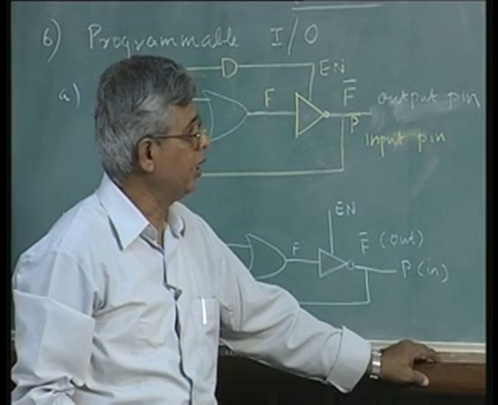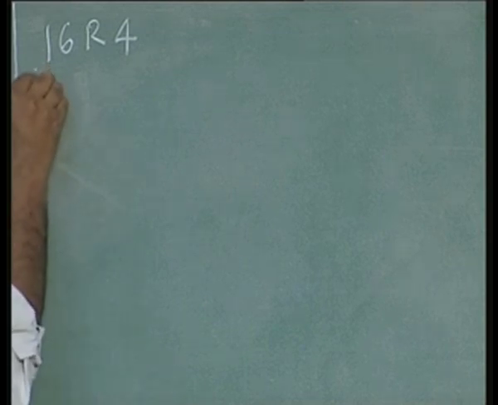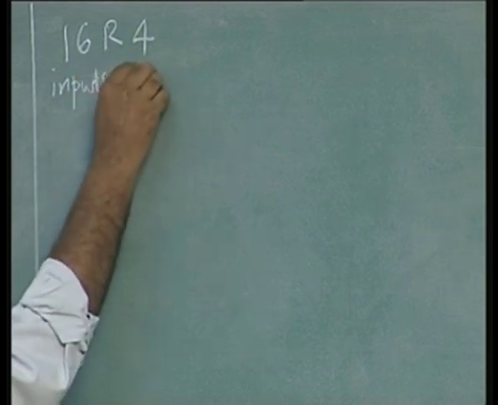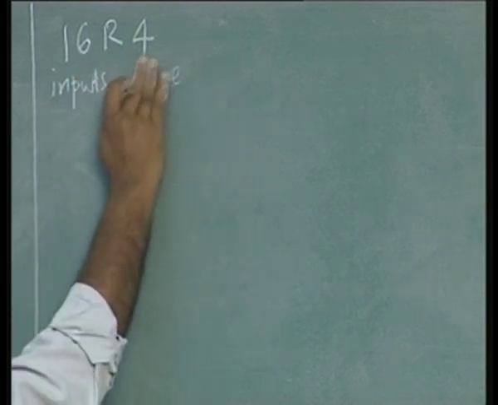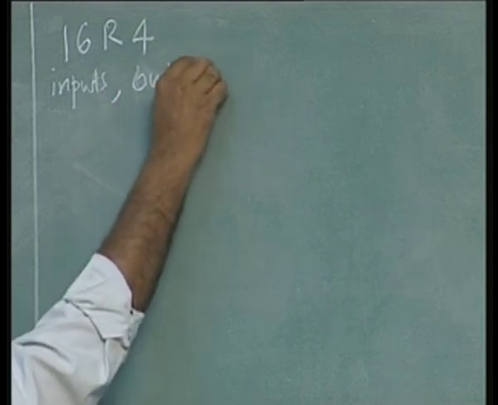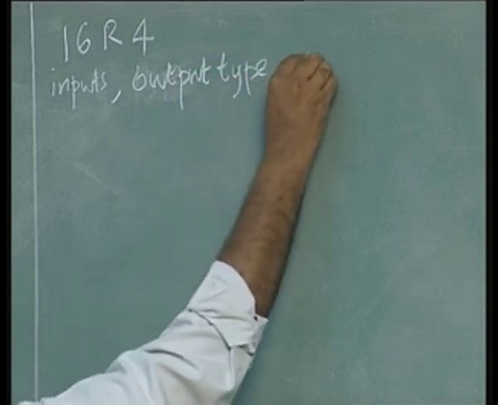I want to take this as an example to just show you how the chip is organized. R means registered output. There are 4 registered outputs, and 16 inputs. Usually the first number is the number of inputs, the second is the type of output, and the third number is the number of outputs.